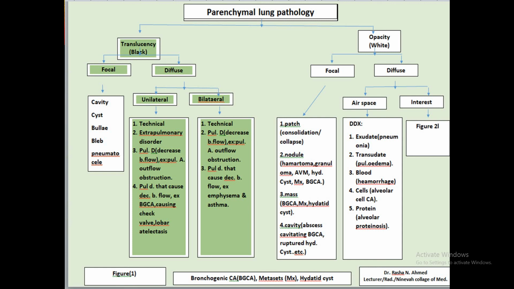وممكن تكون unilateral translucency due to the disease مثل النيموثوركس may result in unilateral translucency. Other cause of unilateral translucency هي decreased blood flow to the lung, oligemia, مثل ما راح نشوفها بحالة التوف.